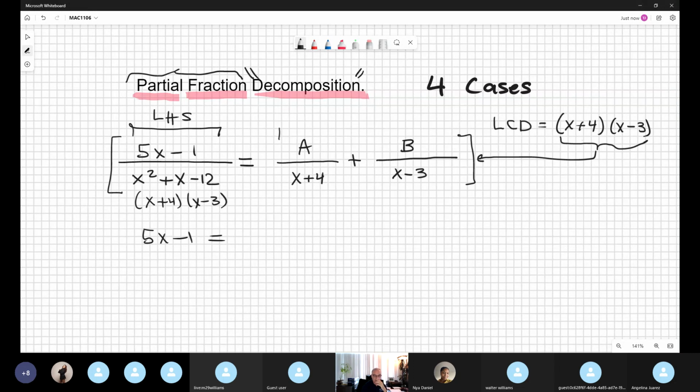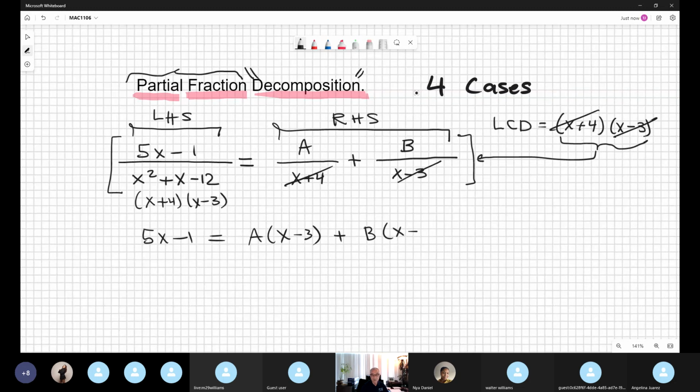But when you multiply by the right-hand side, in the first partial fraction, it's obvious that x plus 4 is cancelled and stays A times x minus 3. Plus, when you multiply the LCD one more time by the second partial fraction in the right-hand side, it's obvious that x minus 3 is cancelled and stays B times x plus 4.